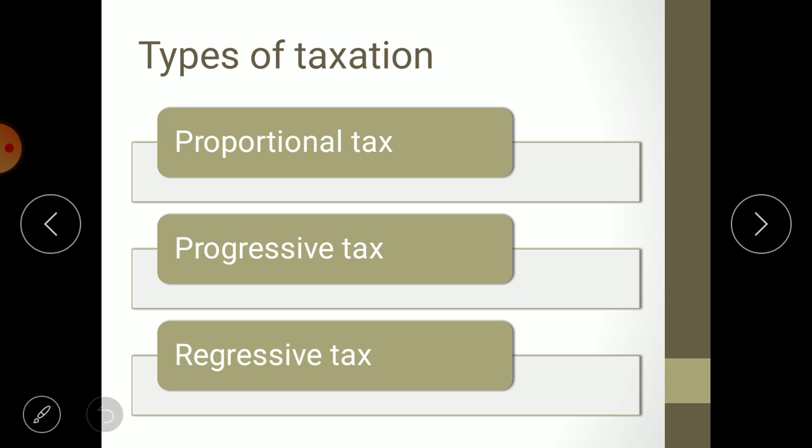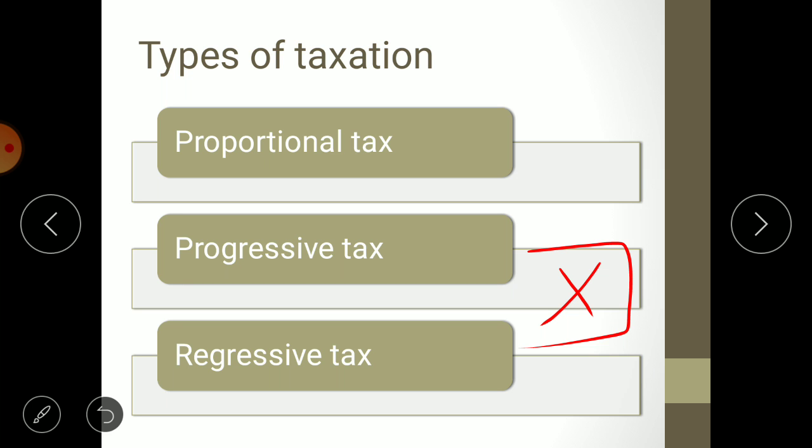Then the third one is regressive tax, which is quite opposite to progressive tax. Progressive means increasing, regressive means decreasing. See what is happening. In progressive tax, when income increases, tax increases, whereas in regressive, income increases, tax decreases. This may sound ridiculous to you, but yes, this is true. In regressive taxation, when your income increases, the amount of tax to be paid reduces. Why this is so, we will discuss in detail at the time of discussion of regressive tax.